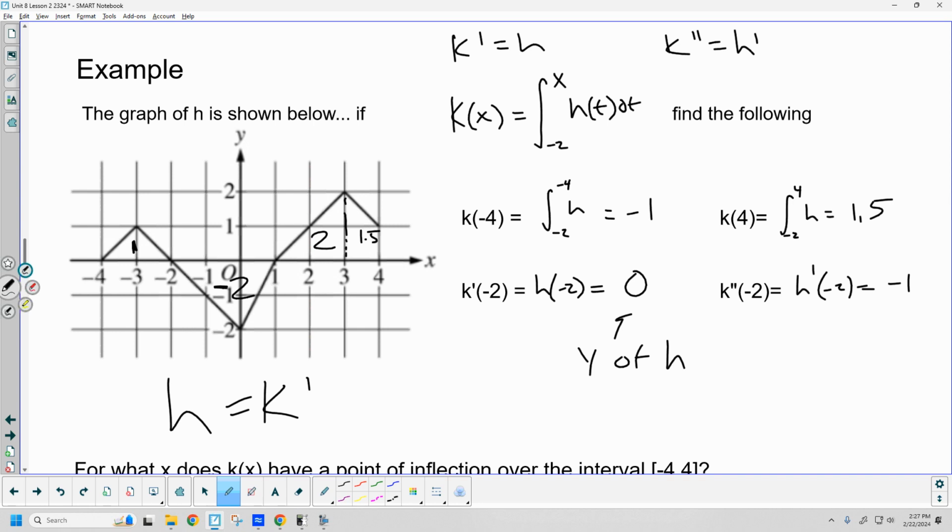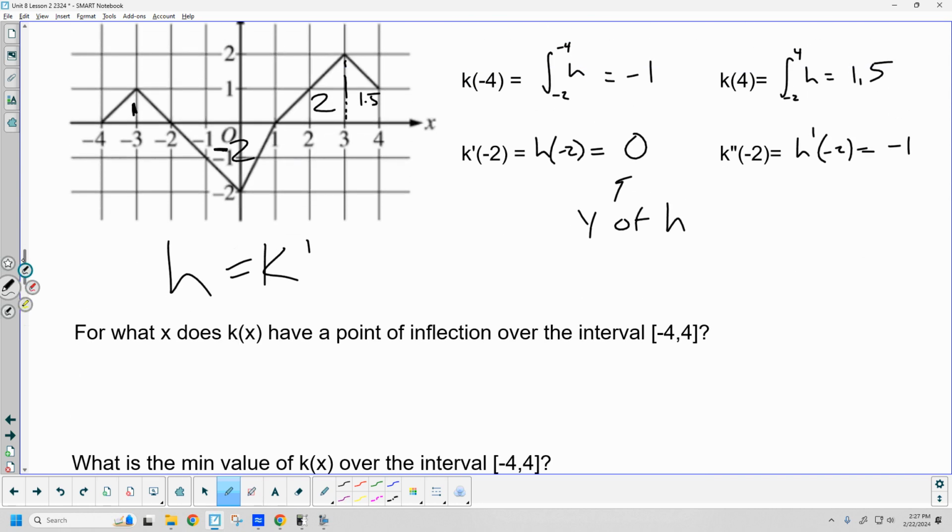All right, we got the first 4 done. The first 4 are easy. Next question. When does K have a point of inflection? I'll come around and see how you guys are doing. When does K have a point of inflection?